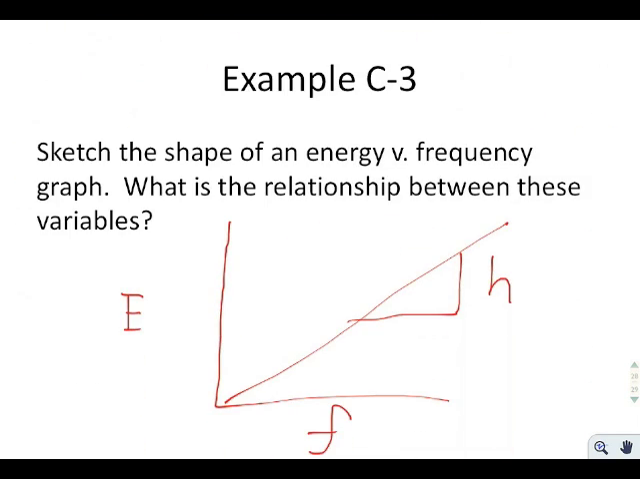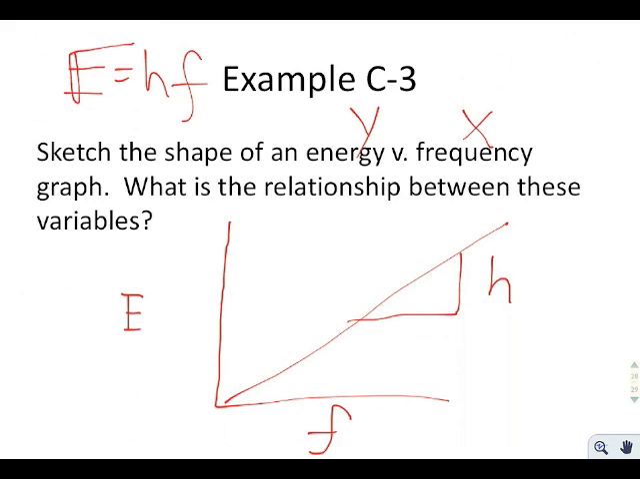The final one says sketch the shape of the energy versus frequency graph. It says what is the relationship between these variables. So you have E equals hf. Anytime you're graphing something from an equation, it actually is really easy. You assign them to different variables. So this energy is the y value because it's going to depend on the frequency. Frequency doesn't depend on energy. Energy depends on frequency. And this is going to be the x value.